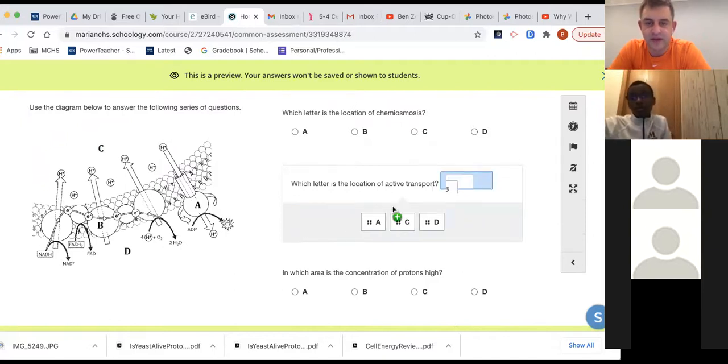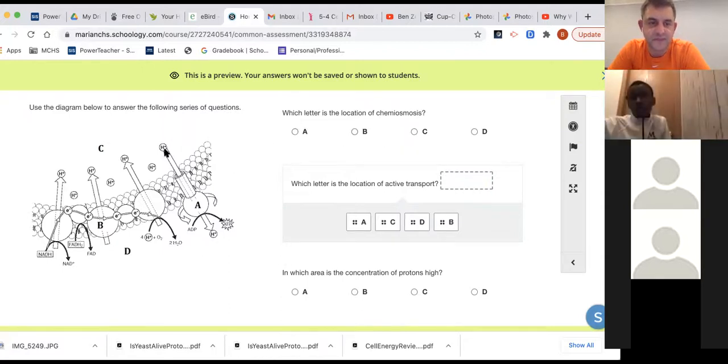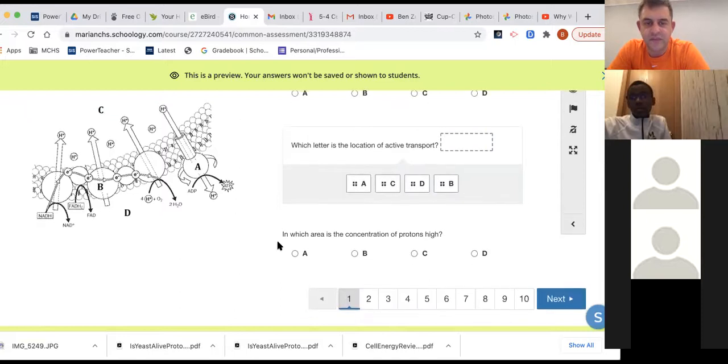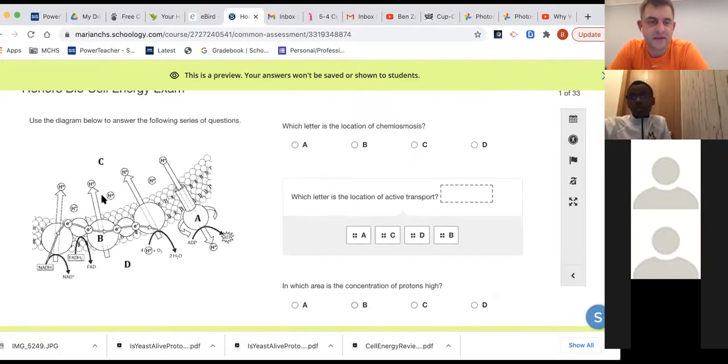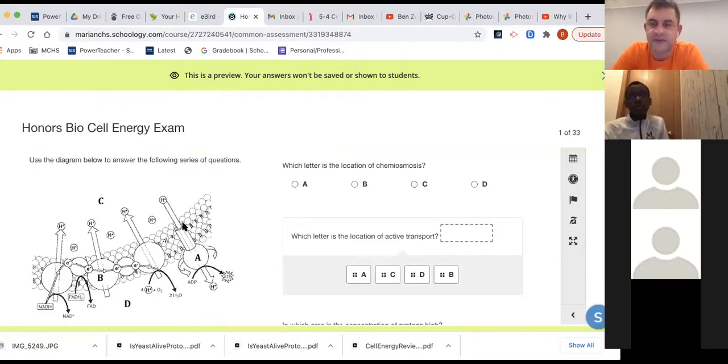Okay. And now here, this word protons, so it says, which is the location of active transport? You would say B, right? Oop, well, I messed that up, but yours wouldn't be like that. Where is chemiosmosis occurring? Right here. So the hydrogen ions are going back down. So that would be A. Where is the concentration of protons high? C. So high to low. And that's what is storing the energy in ATP. Now remember, only classes 1 and 4 need to know that one.